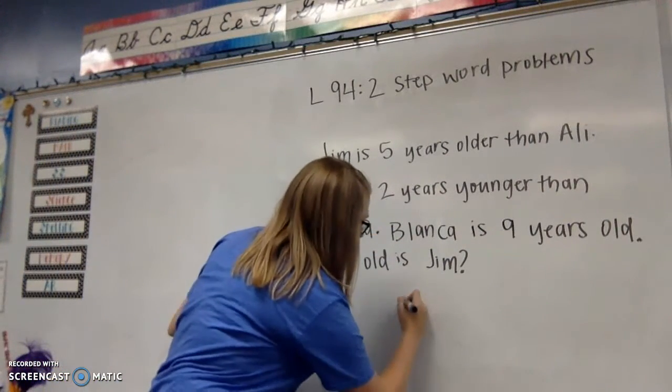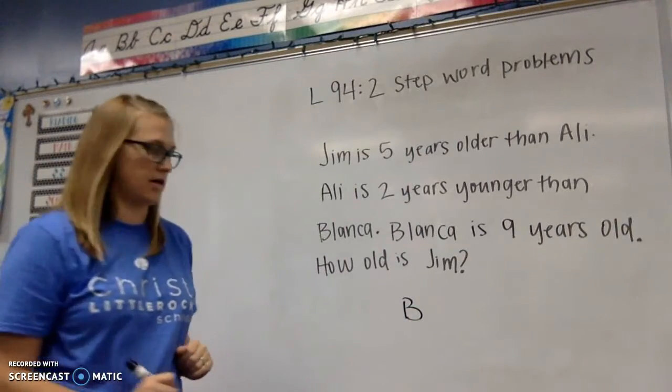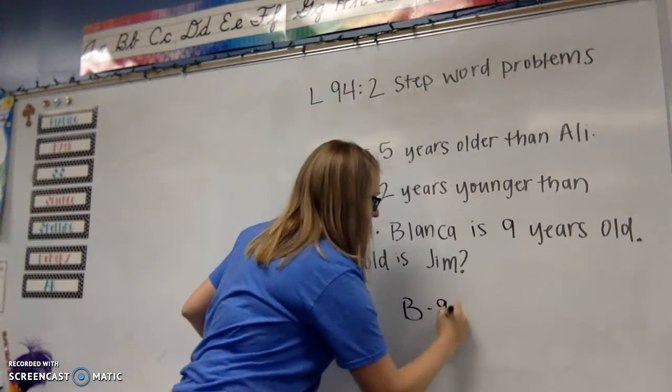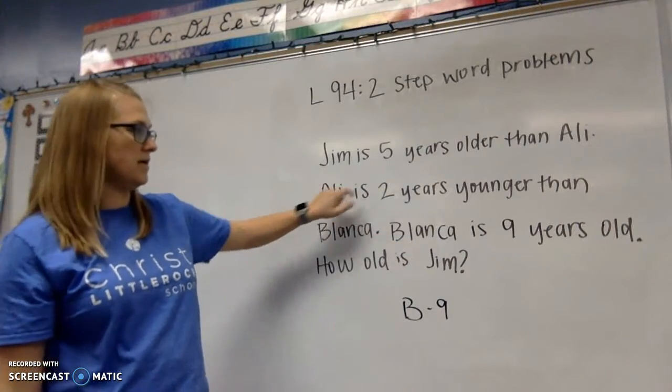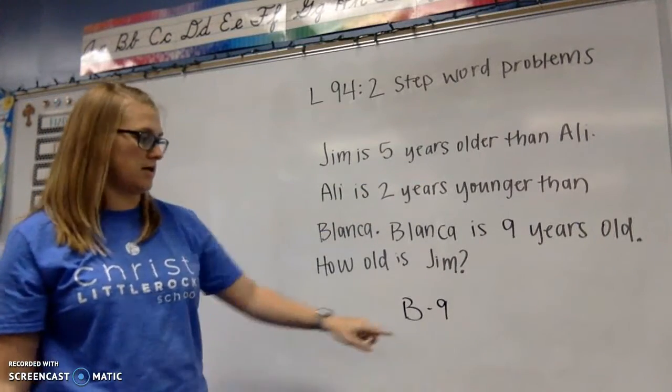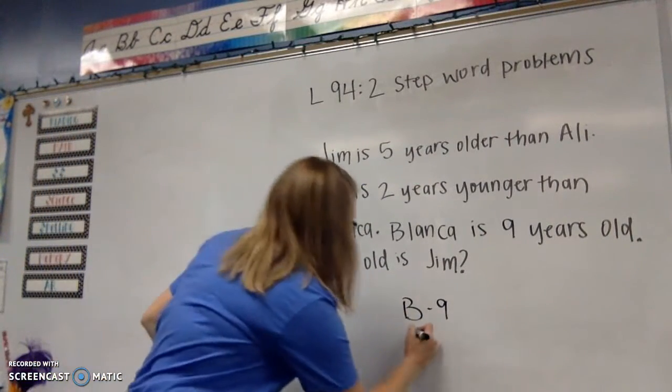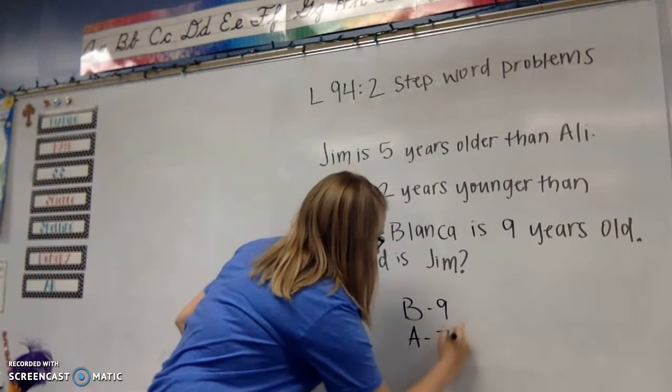So now I'm going to write Blanca. I'm just going to put a B for Blanca. Blanca is 9. Now I'm going to work my way backwards. Allie is 2 years younger than Blanca. So if Blanca's 9, we know Allie is 7.